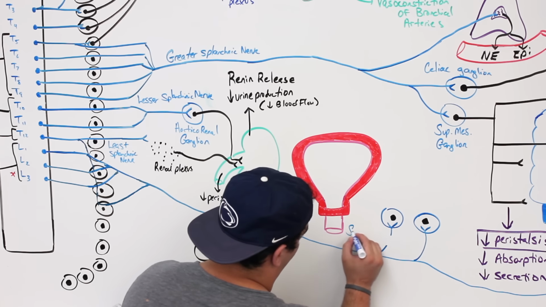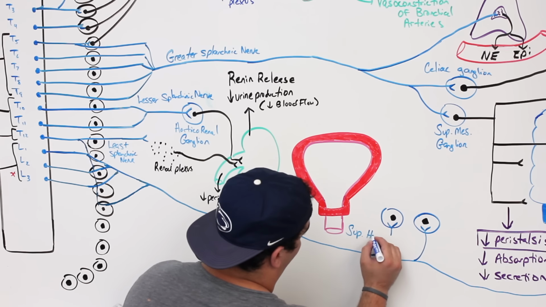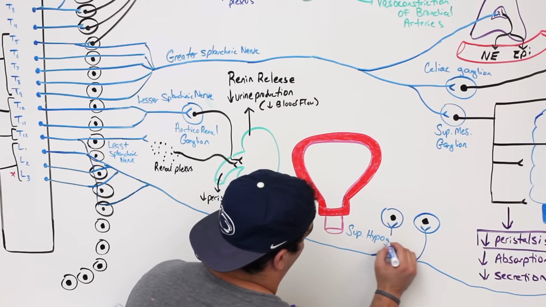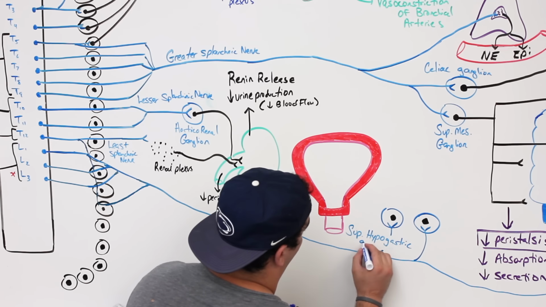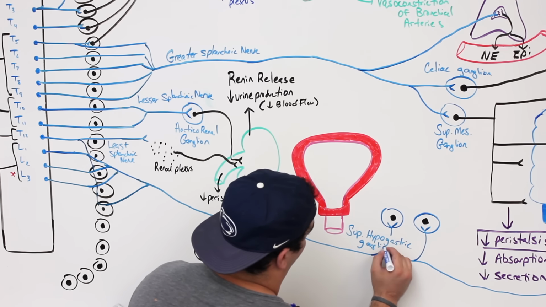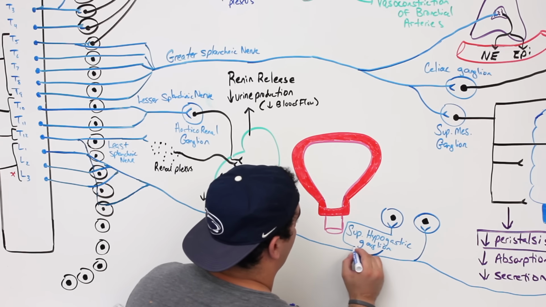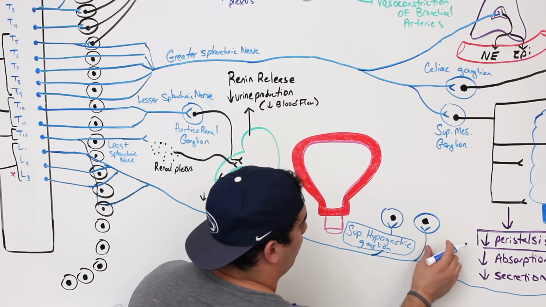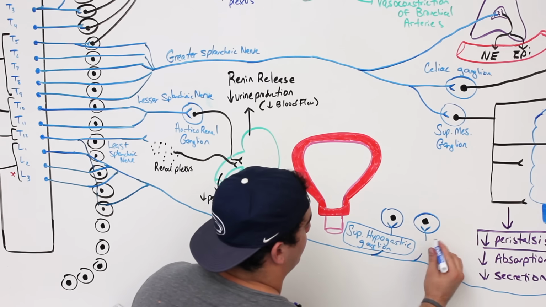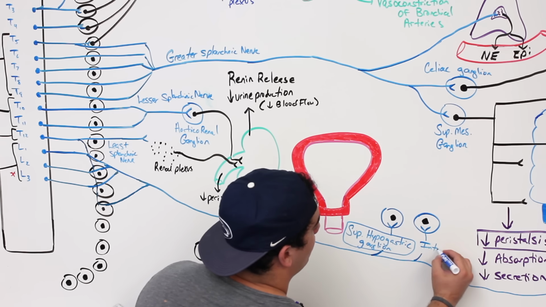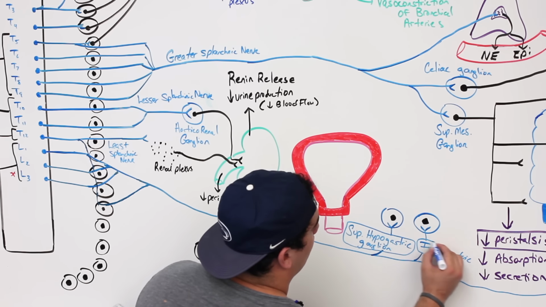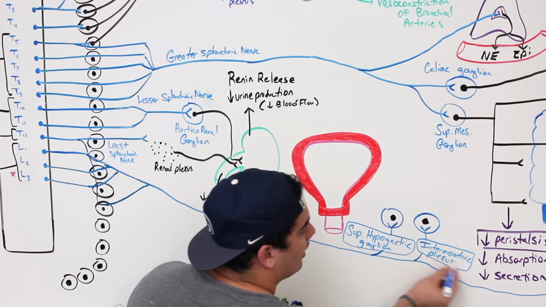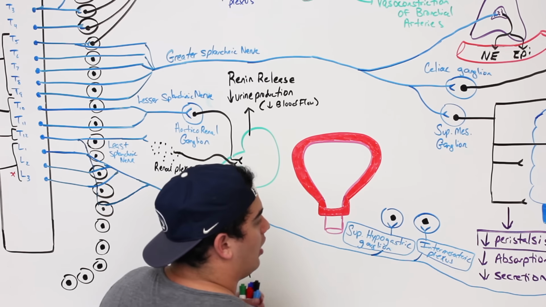We'll put this as the superior hypogastric ganglion, or we can have over here this weird sucker called the intermesenteric plexus. This is actually in between, as you can hear, between the superior and inferior mesenteric arteries.